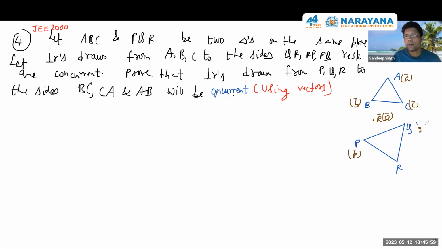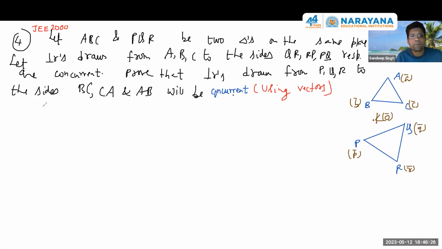So once you write this, the problem will become simpler. Now what is given? Since they are concurrent, AR is perpendicular to... I should not name this R, I should name it something else. Let me name this K. So K is the origin of vectors. So AK is perpendicular to QR.